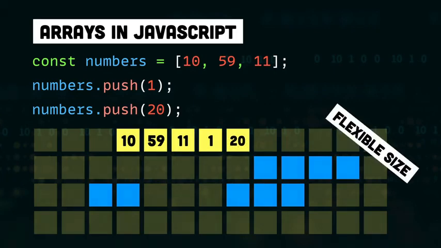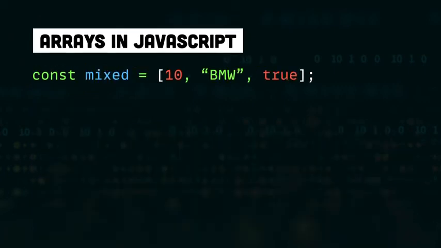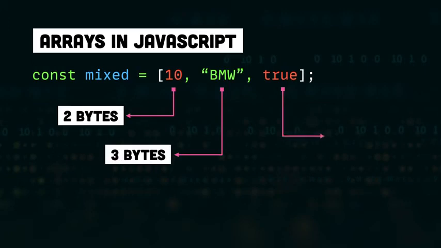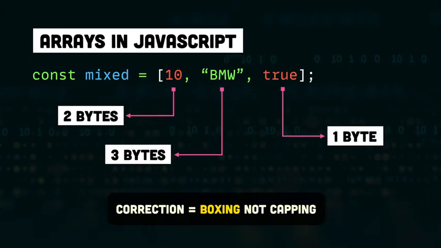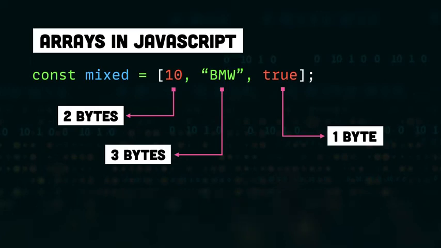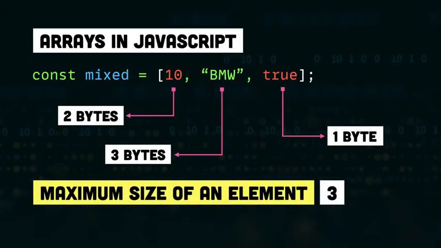Now the next question is about arrays with mixed type values. Here we have an array with an integer of 2 bytes, a string of 3 bytes, and a boolean of 1 byte. How does JavaScript manage to store an array with mixed type values? The answer to that is the limitation of size. So what do we mean by that? In this case, JavaScript will find the element with the largest size in the array. Now in this case, a string is taking the maximum size of 3 bytes.